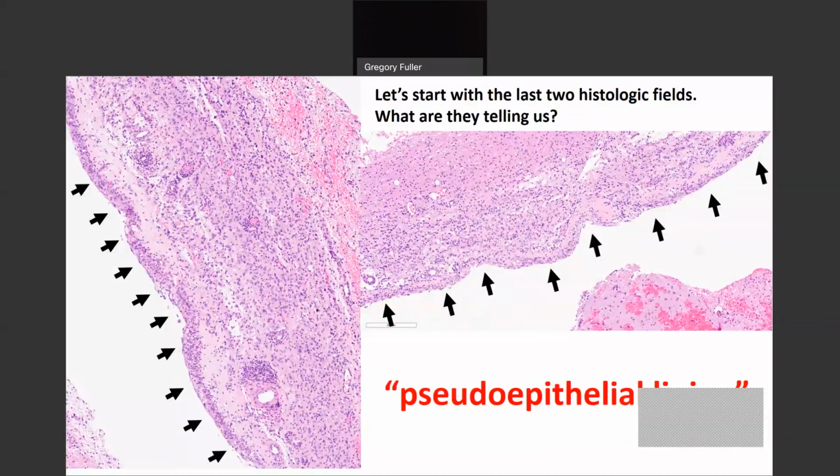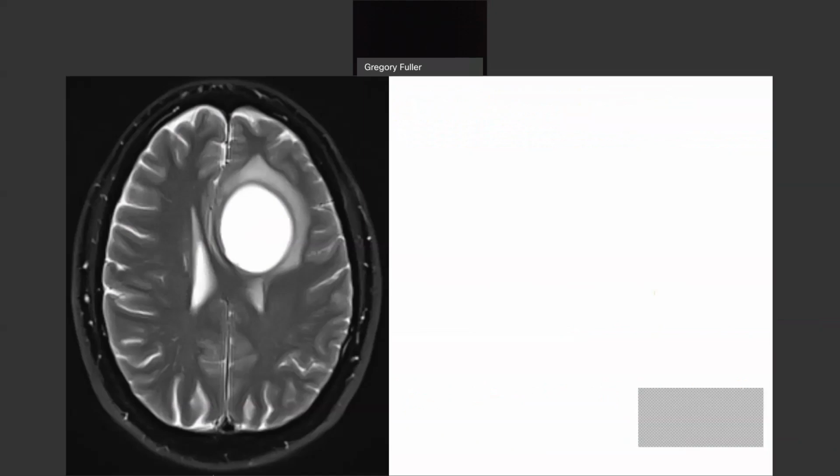Okay, here we go. Pseudoepithelial lining. That is what it tells us. How do you like this? You like that? Look at that. No one had to tell the oncologic neuropathologist that this was a big cystic lesion. We saw it in the tissue. We looked at the tissue, and the tissue said, this is what the pre-op imaging looks like. This is part of the pre-op imaging morphology.